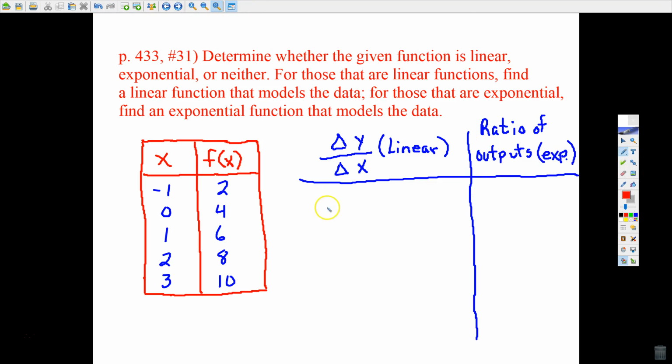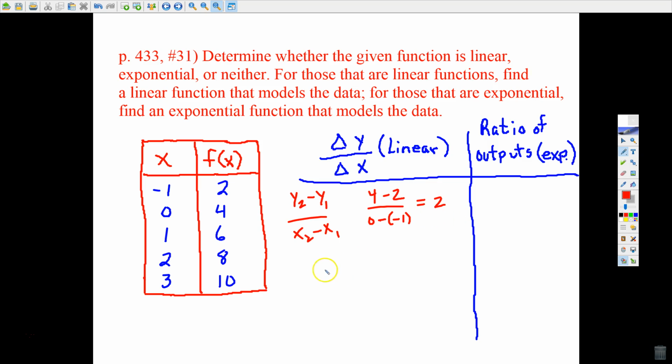Okay, let's do another one. Doing that same little process, ratio of the outputs, 4 divided by 2 is 2, 6 divided by 4 is not 2, so I don't need to go any further. I know this can't be exponential. So let's see if it's linear. Linear means this is delta, remember, that means the change in y divided by the change in x. That's just another way of saying y2 minus y1 over x2 minus x1. 4 minus 2 over 0 minus negative 1, and I get 2 over 1, which is 2.